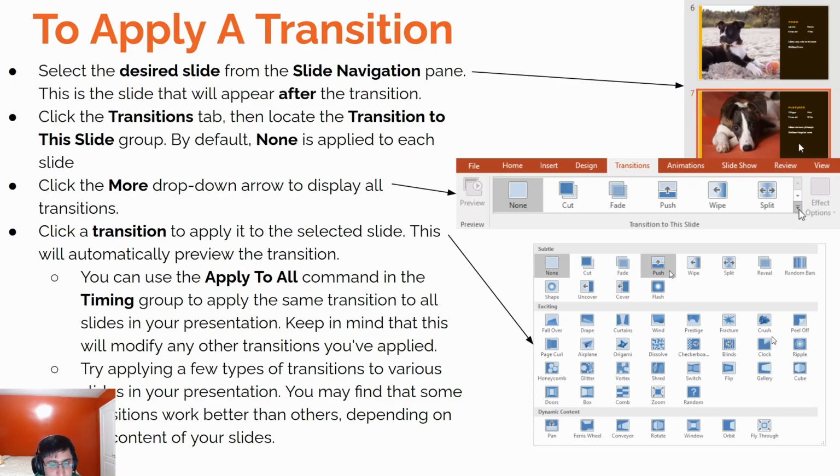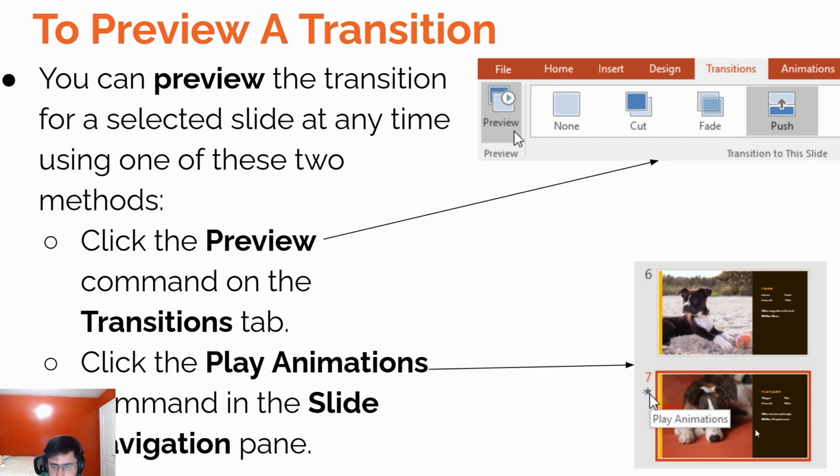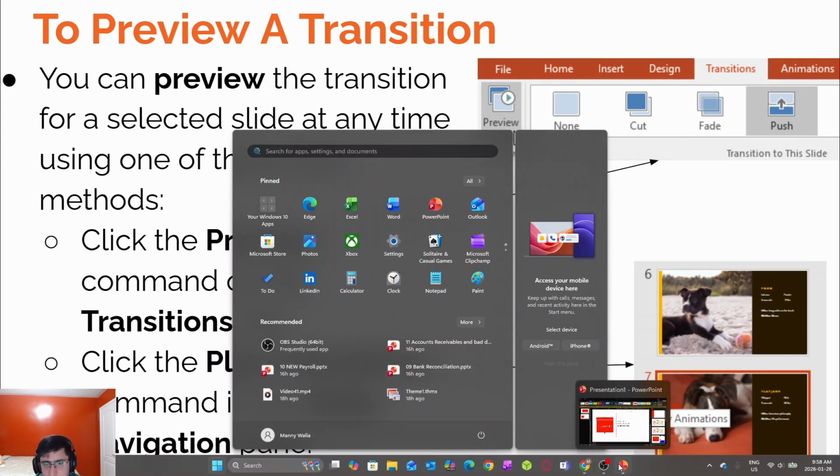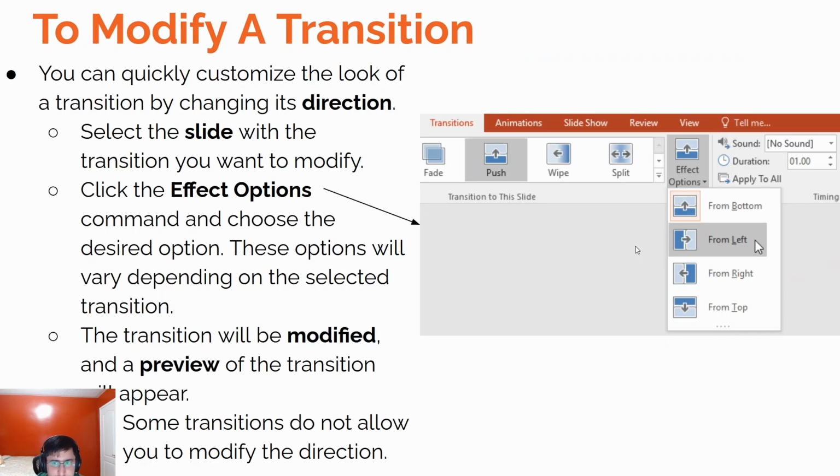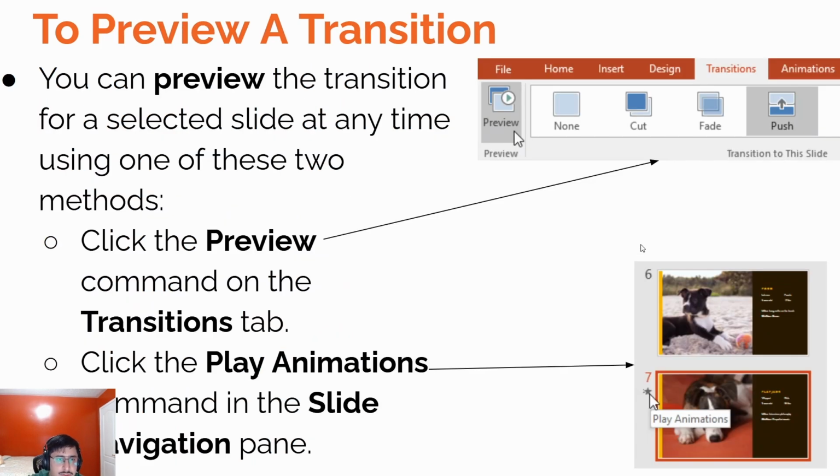Try applying a few types of transitions to various slides in our presentation. We may find that some transitions work better than others depending on the content of your slides. So let's just go into that really quick. But first, to preview a transition from the selected slide, we could use the Preview button here, or we can click this star on the slide where the transition is to play it.